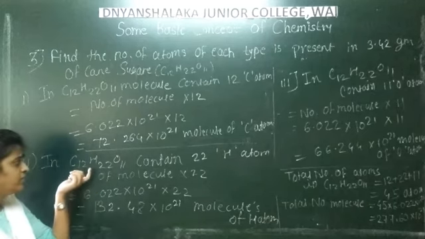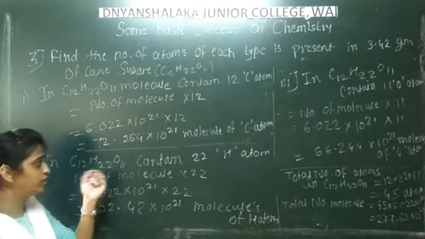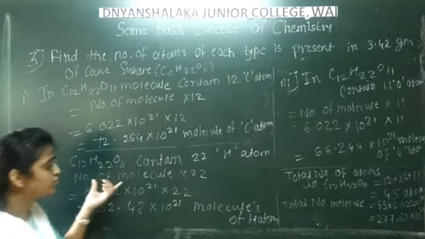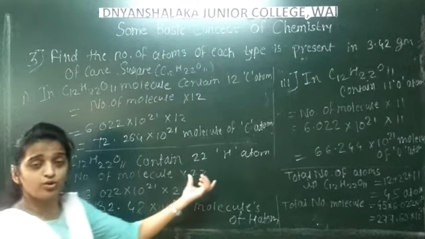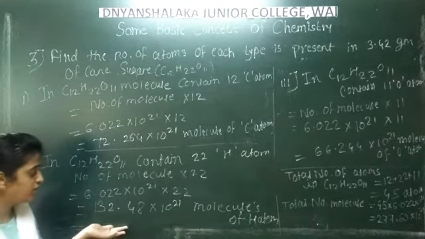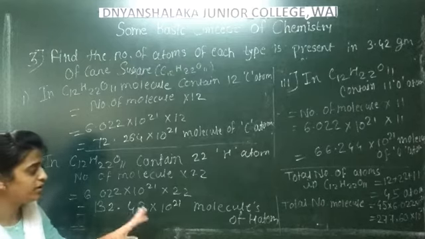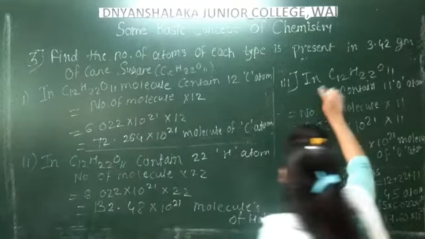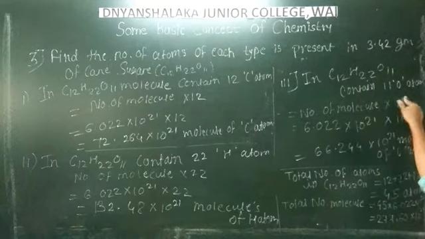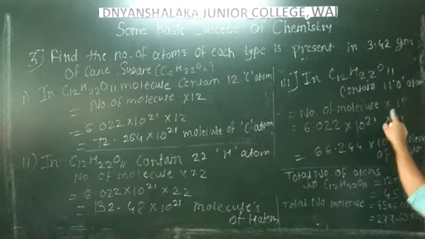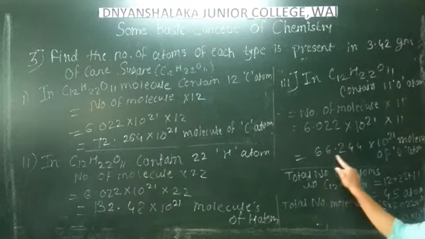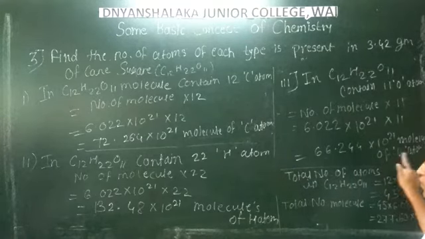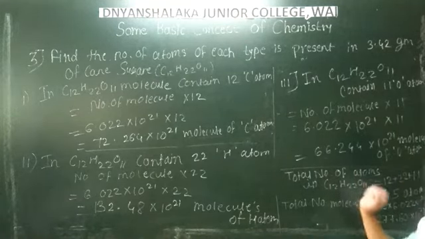Next, second, C12H22O11, cane sugar, contains 22 hydrogen atoms. So number of molecules of cane sugar into 22 hydrogen atoms gives 132.48 into 10 raised to 21 hydrogen atoms. Next, cane sugar contains 11 oxygen atoms. So number of molecules into 11 oxygen atoms gives 66.244 into 10 raised to 21 oxygen atoms present in the cane sugar molecule.